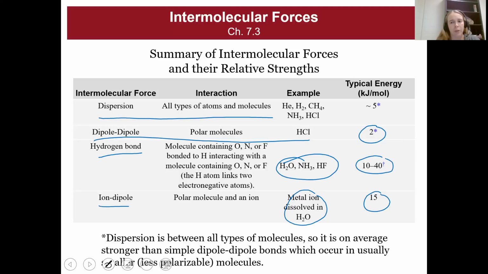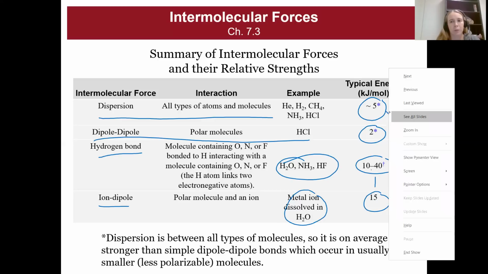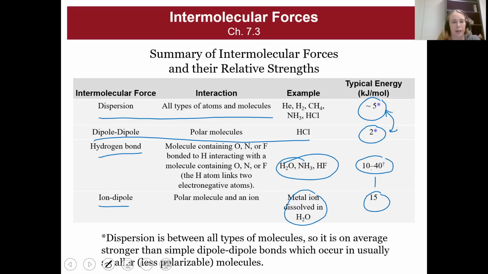They're usually still kind of less than ion dipole, but they could be more. And then dispersion forces are generally the weakest, although I have a little note down here at the bottom about dispersion forces and dipole-dipole forces, or intermolecular forces, I shouldn't say bonds.